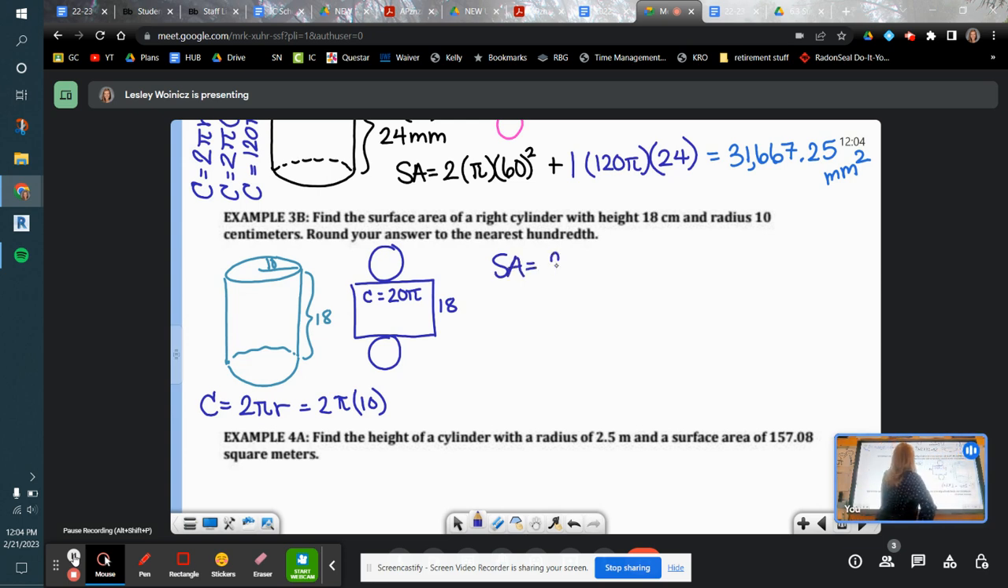We have two circular bases. So that would be pi times our radius of 10 squared, but there's two of them, plus one rectangle, which would be 18 by 20 pi.